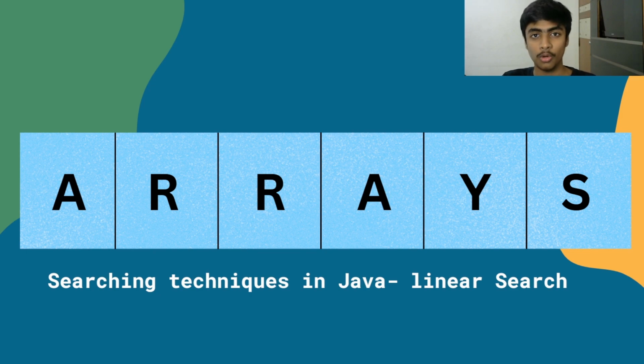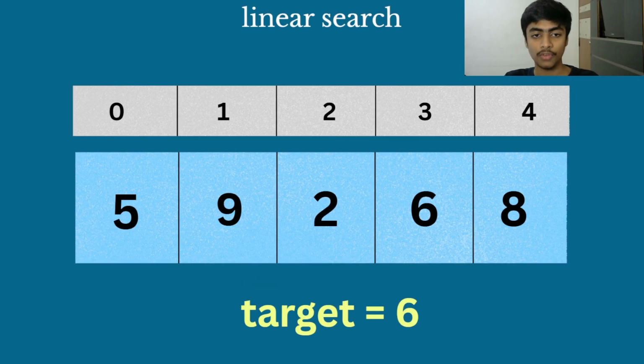In this video, we're going to be learning about the linear search in Java. Now, searching is basically when you check if a certain value exists in an array. For example, if you look at this array, 5, 9, 2, 6 and 8, below them I have a variable called target which is set to 6. And target is the variable I'm searching for. I want to see if this value 6 exists in the array.